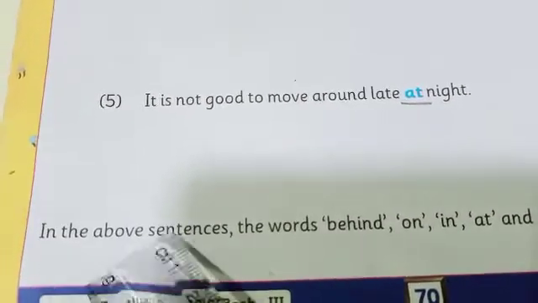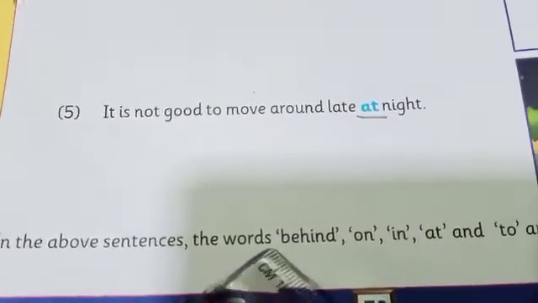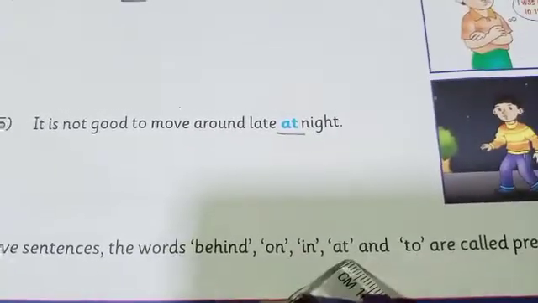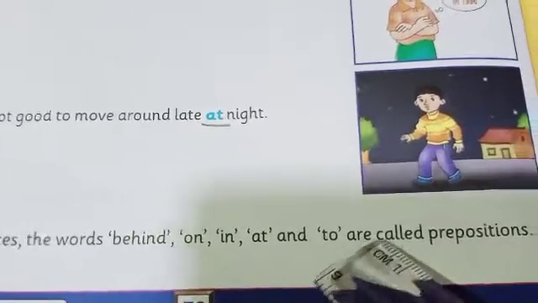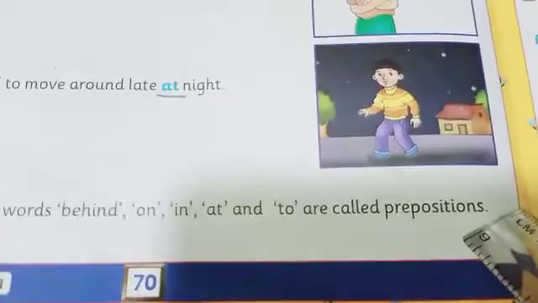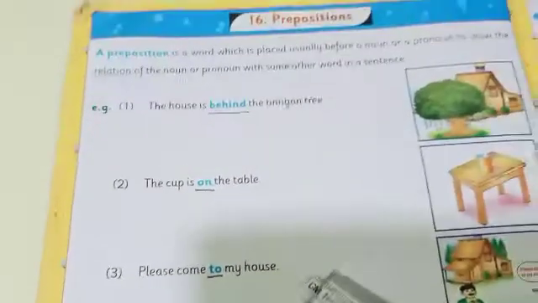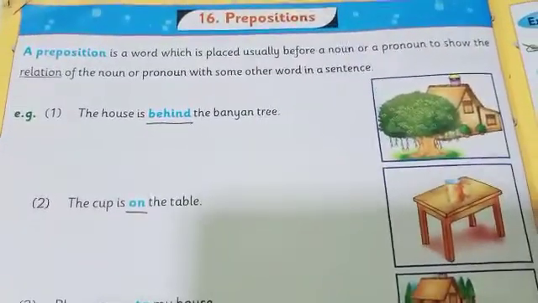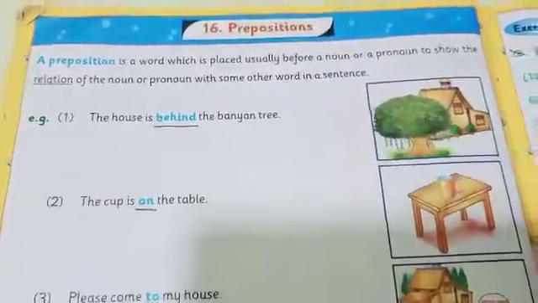Yes, please repeat with me. In the above sentences, the words behind, on, in, at and to are called prepositions. So we have an idea, children, what is a preposition? What are prepositions? Yes, I'm sure you all are very smart and it is a very easy chapter.